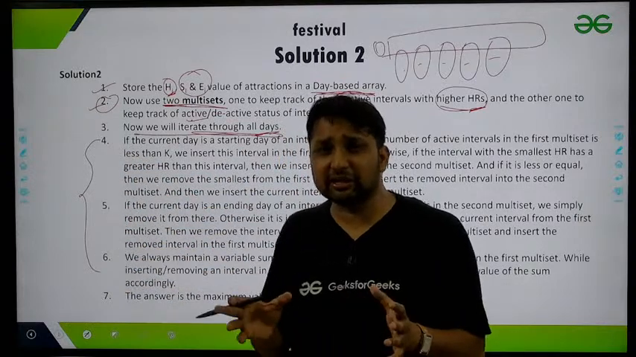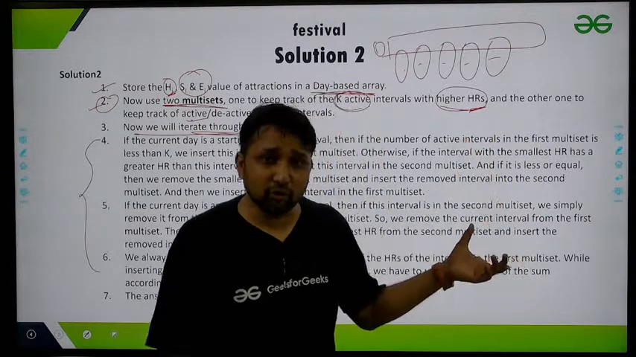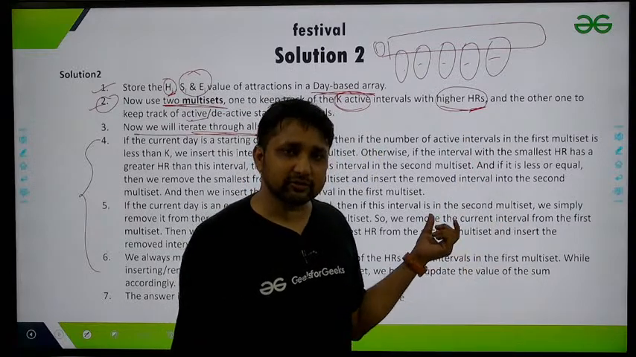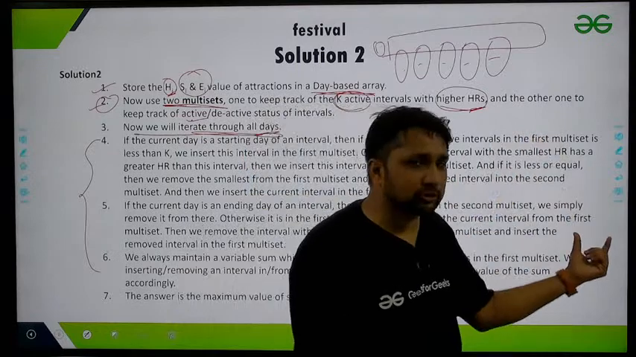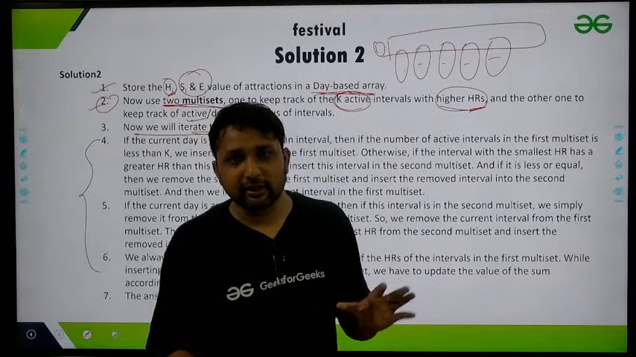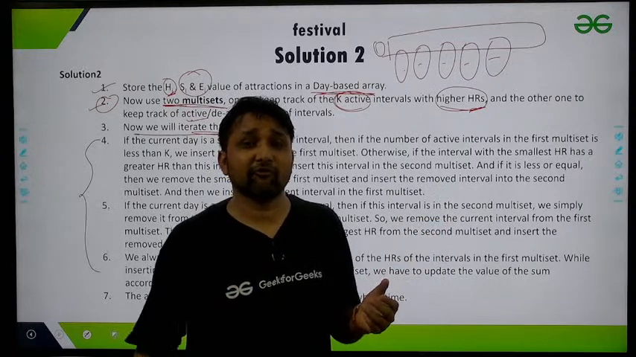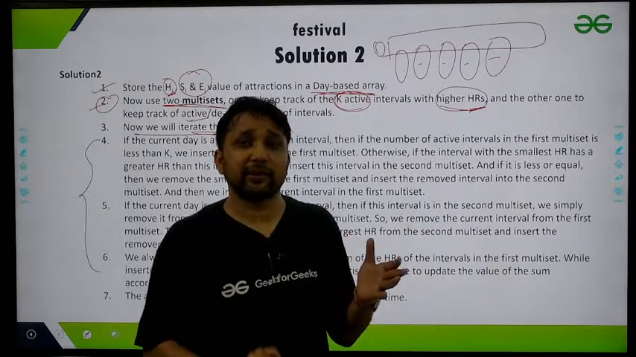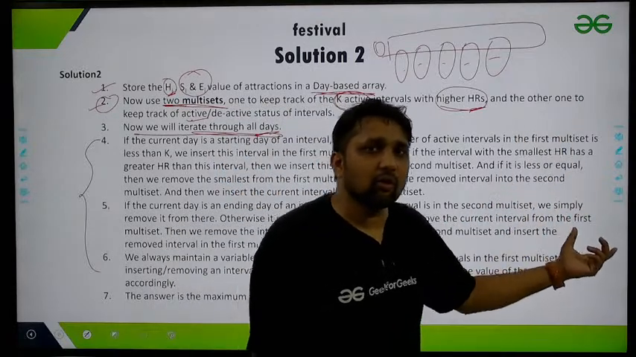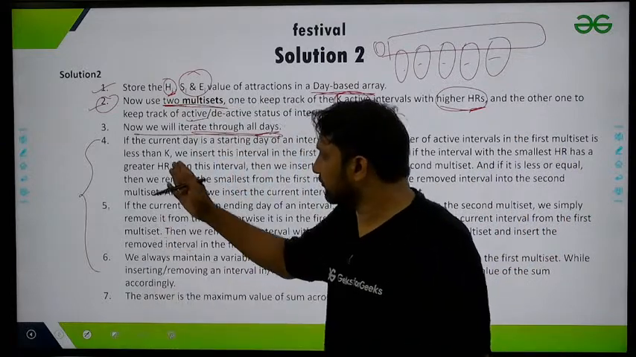simply comparing various conditions which I explained to you. Maybe your first set is full, meaning k elements are already there. Then you will delete the one element which has the lowest happiness ratio and store it in the loose multiset. If you get the end of a ride, or you get minus happiness, then you will try to remove it from the loose set or from the important set. Okay, so this is what is explained in 4th, 5th and 6th.